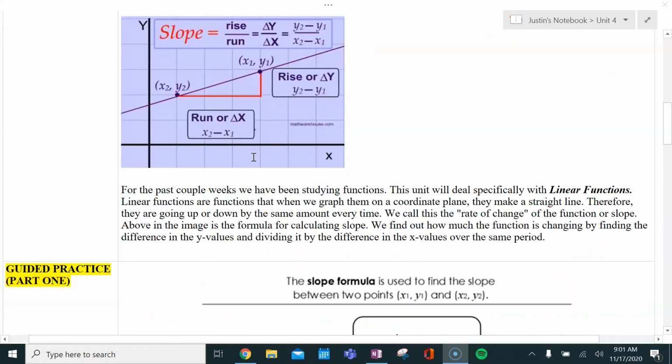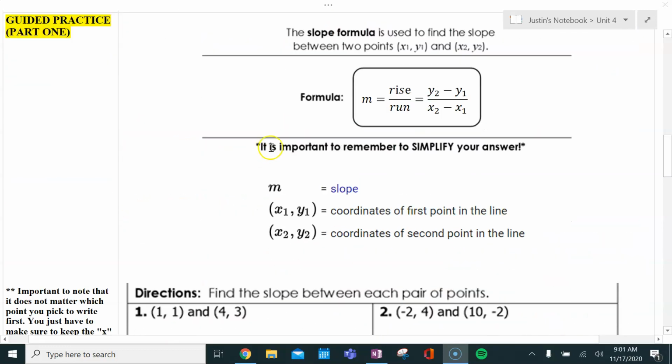Now we're going to talk about the slope formula. It's a formula that we use when we're trying to identify the slope of a graph or between two specific points. For example, we have the point x1, y1, and the second point x2, y2. This is the formula that we use. m stands for slope. It is the rise over the run, or the change in y over the change in x.